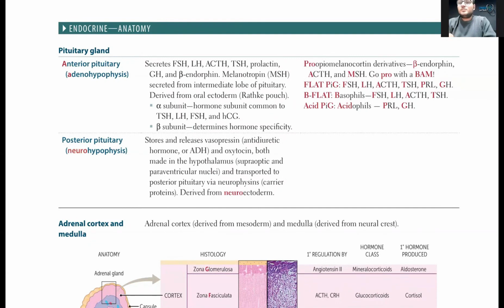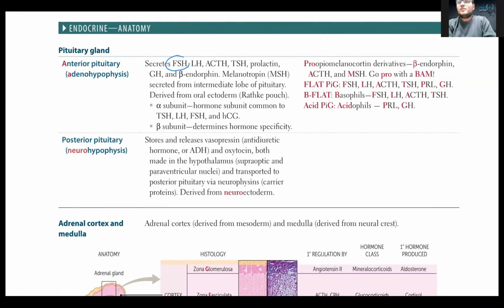The anterior pituitary releases follicle stimulating hormone, luteinizing hormone, adrenocorticotropic hormone, thyroid stimulating hormone, prolactin, growth hormone, and beta endorphin. And very important is melanotropin, MSH, which is secreted from the intermediate lobe of the pituitary. Actually, there is anterior and posterior, but no true division of intermediate. There is a space present, but we cannot consider it actually a lobe, but it is a portion that also secretes some melanotropin, that is melanocyte stimulating hormone, MSH.